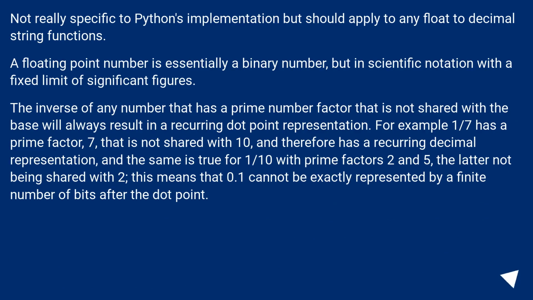This is not really specific to Python's implementation but should apply to any float to decimal string function. A floating point number is essentially a binary number, but in scientific notation with a fixed limit of significant figures. The inverse of any number that has a prime factor that is not shared with the base will always result in a recurring dot point representation. For example, 1/7 has a prime factor, 7, that is not shared with 10, and therefore has a recurring decimal representation, and the same is true for 1/10 with prime factors 2 and 5, the latter not being shared with 2. This means that 0.1 cannot be exactly represented by a finite number of bits after the dot point.